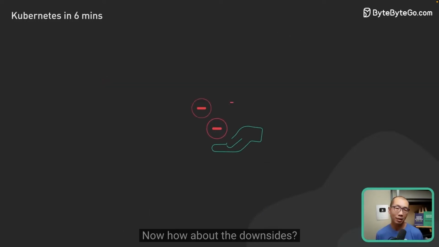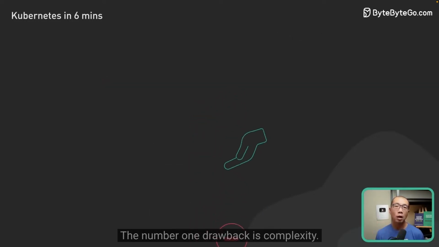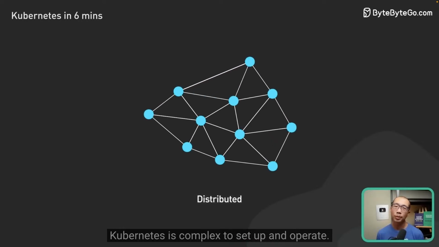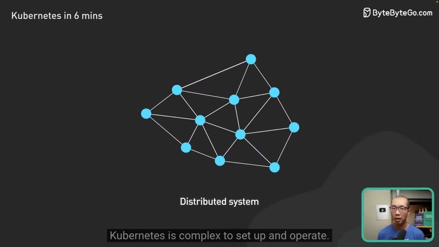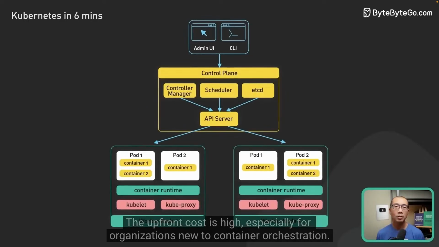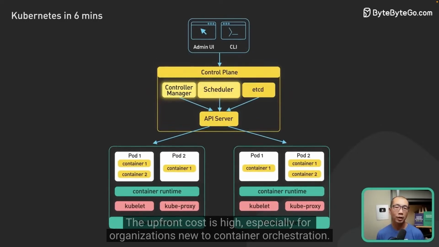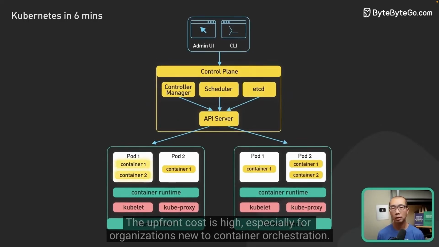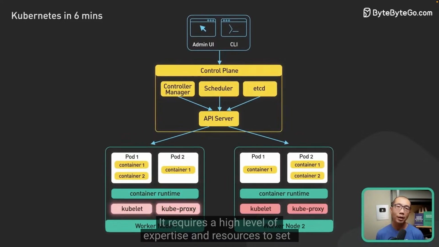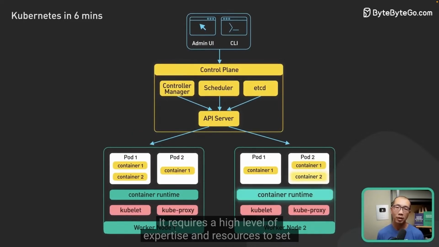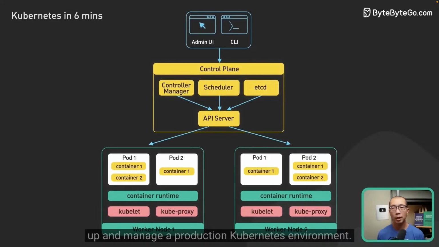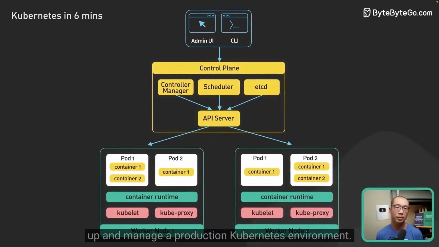Now, how about the downsides? The number one drawback is complexity. Kubernetes is complex to set up and operate. The upfront cost is high, especially for organizations new to container orchestration. It requires a high level of expertise and resources to set up and manage a production Kubernetes environment.